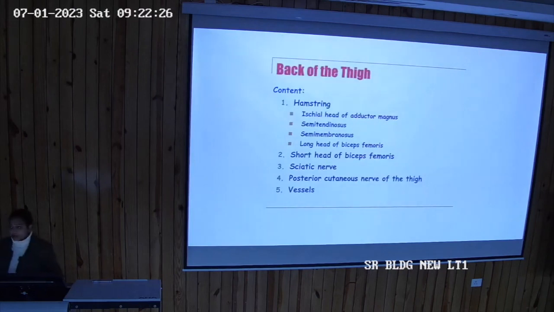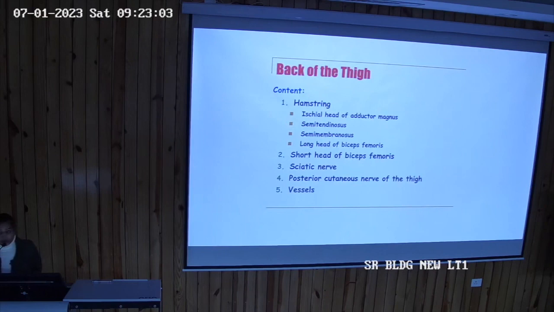Now the contents of the back of thigh that we are going to study are the hamstring group of muscles, which include the ischial head of adductor magnus. Adductor magnus you have also studied in the adductor compartment. There are two parts of adductor magnus, adductor and ischial. The adductor part forms the medial compartment and this ischial part is included in the hamstring muscles. Semitendinosus, because the insertion is tendon-like, is known as semitendinosus. Semimembranosus, its origin is membranous-like, so semimembranosus.